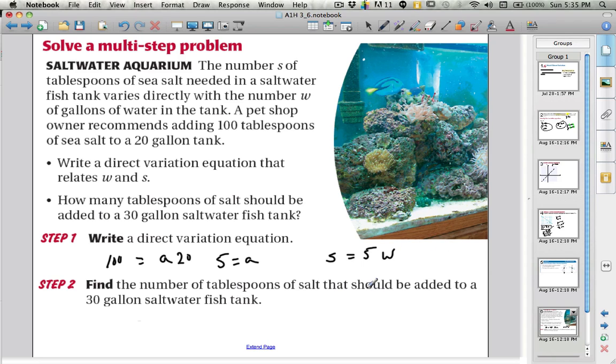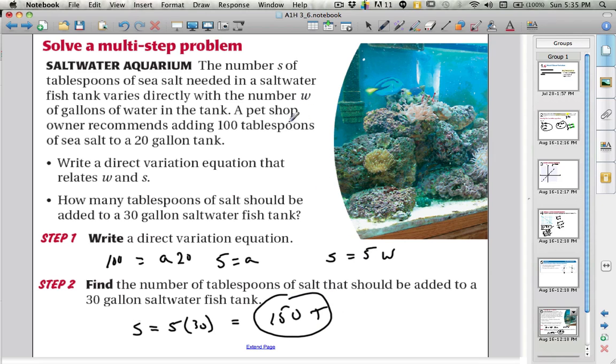Okay, so how many tablespoons of salt do I need when it's a 30-gallon tank? It's going to just be 5 times 30, which is equal to 150 tablespoons of salt.